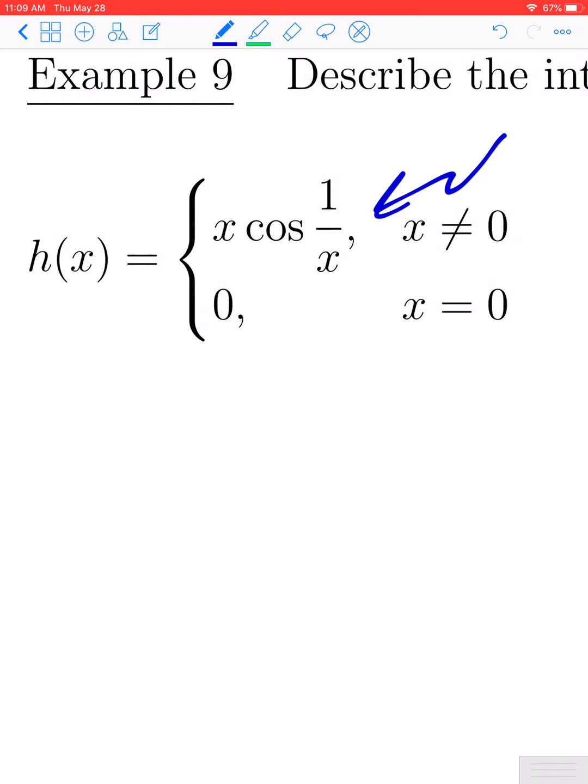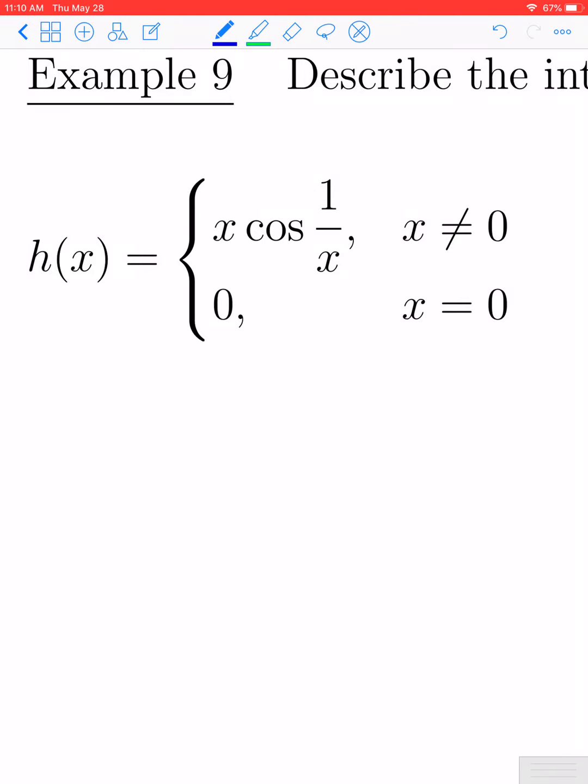Let's investigate the continuity of x cosine of 1 over x by using our limit theorems. First of all, this is the product of x times the cosine of something. That product will be continuous wherever the individual pieces are continuous. x itself is a polynomial. Polynomials are continuous everywhere, so this first piece is always good. That's continuous for all real numbers.